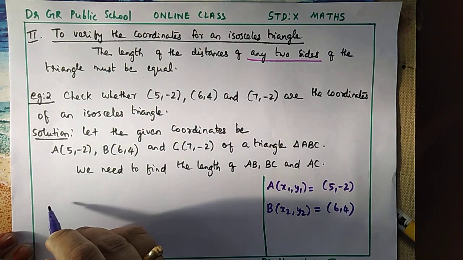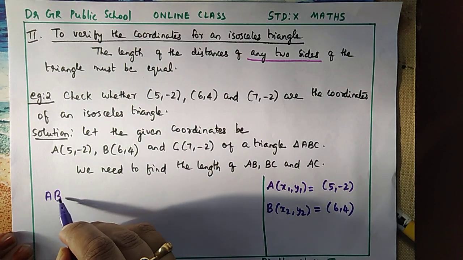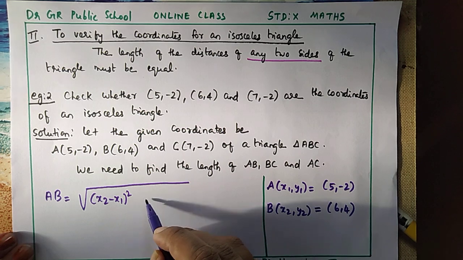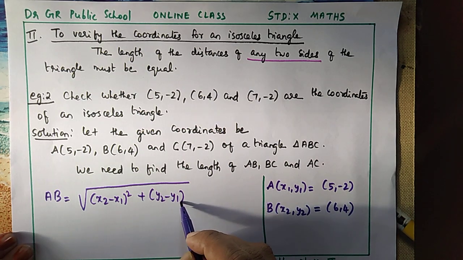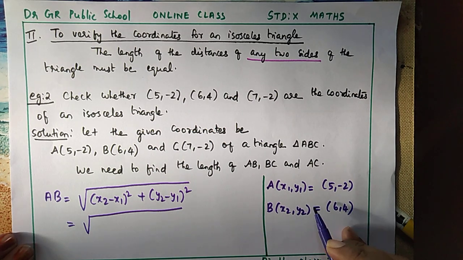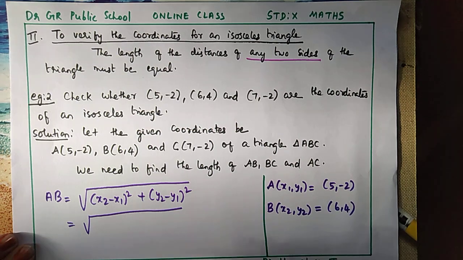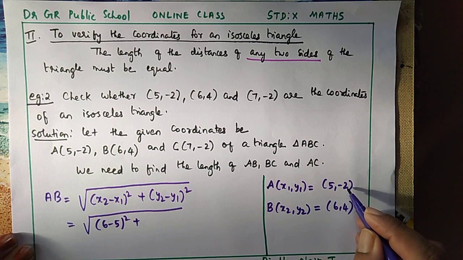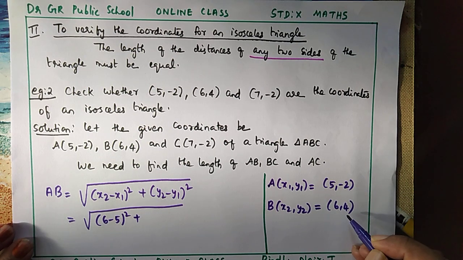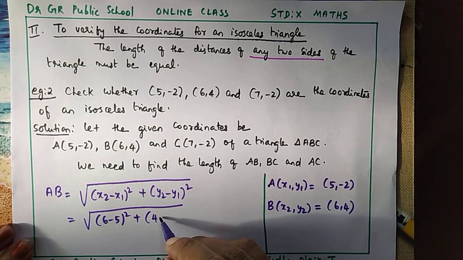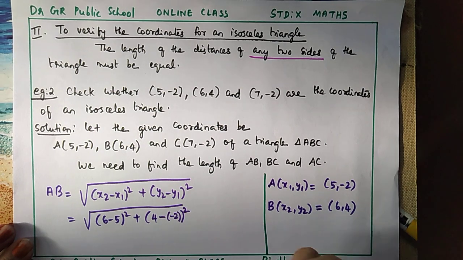So first AB. What is AB? First you write the formula once. x2 minus x1 the whole square plus y2 minus y1 the whole square. Now see the coordinates. What is x2? 6. What is x1? 5. So 6 minus 5 the whole square plus 4 minus of minus 2. Be careful there. Here minus of minus 2 will become plus. So y2 is 4 minus of minus 2. Okay. Minus of minus 2 square.